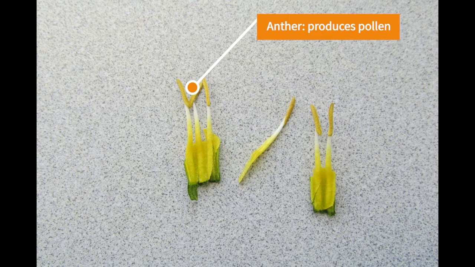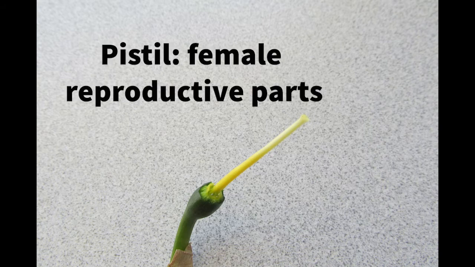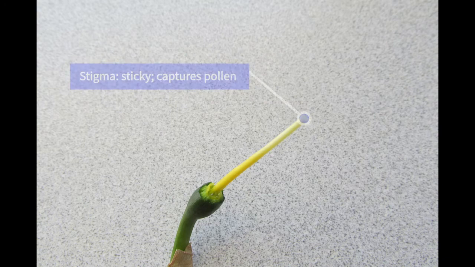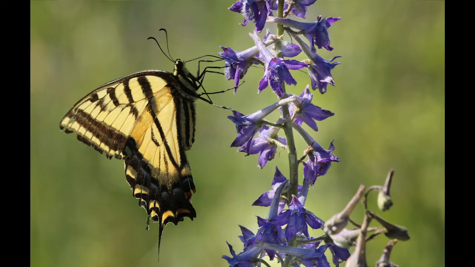Pollen is the fine powder dust that contains the sperm from a male plant, and pollen can be found on top of the anther. The female reproductive parts make up the pistil. The pistil is comprised of three parts: the stigma, style, and ovary. The stigma is sticky and captures the pollen from other flowers. Sometimes the pollen is carried on the legs and abdomen of pollinators, such as bees, butterflies, or hummingbirds.